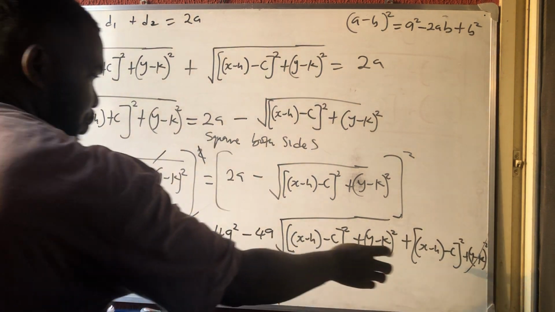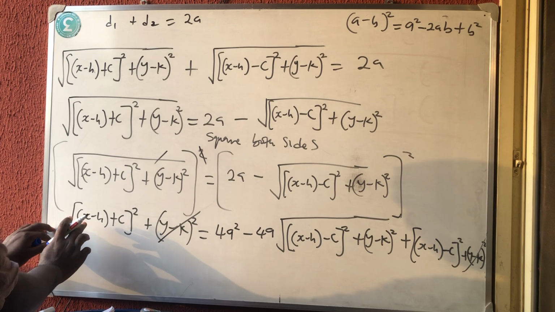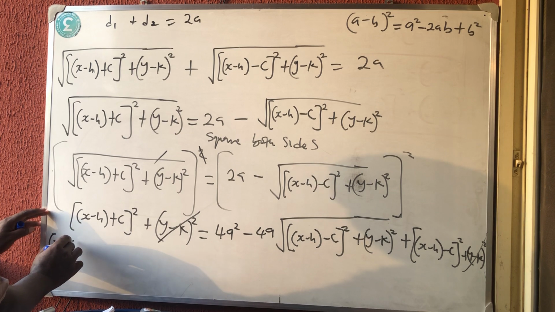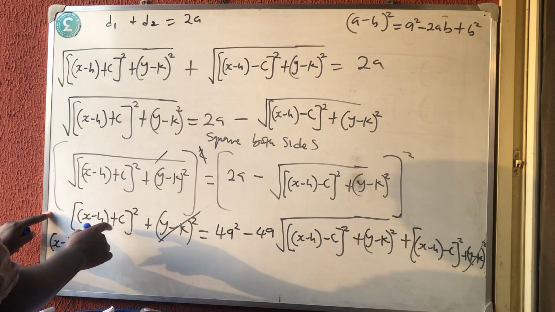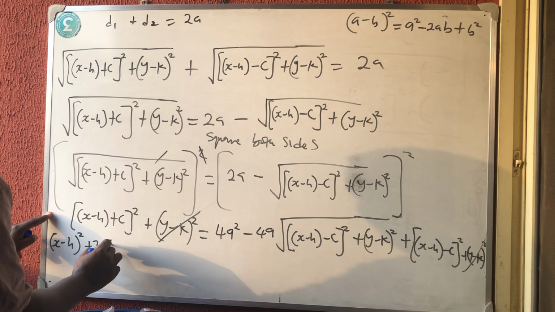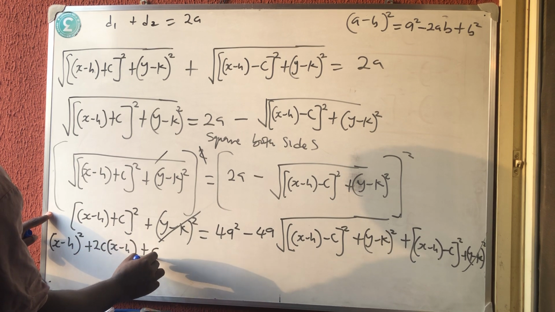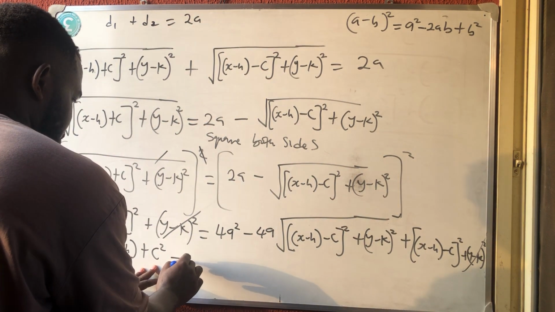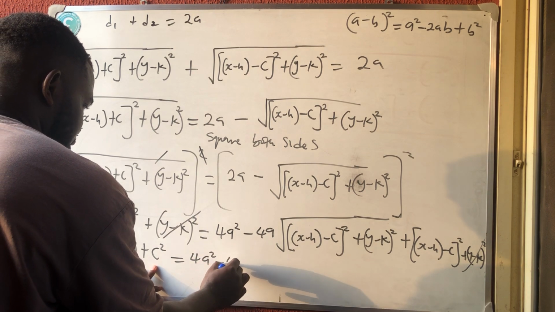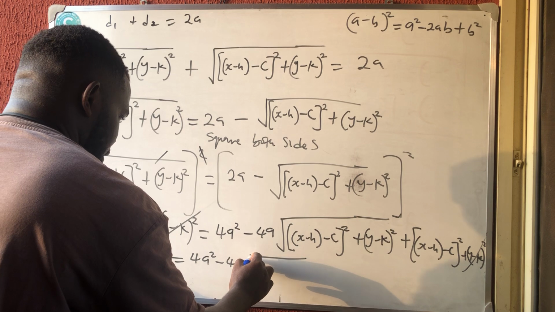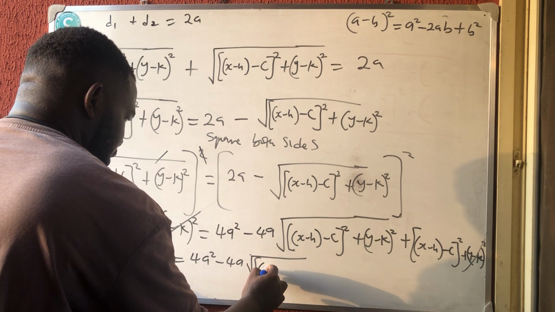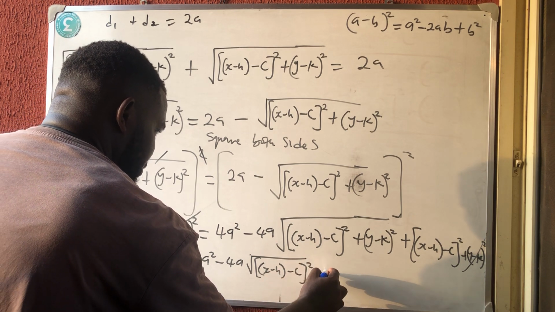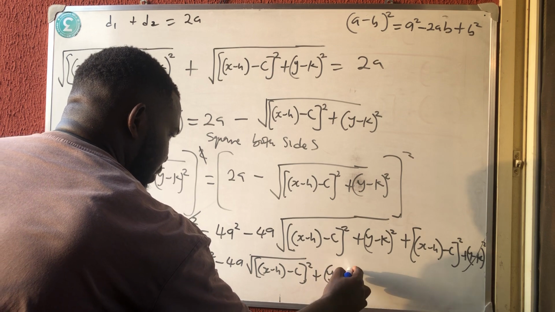Let me open this and open this. Let's see what will cancel out first. Let's open this. If we open this, I'm going to have square the first one again. I'm having x minus h all squared. Use the first one, multiply the second one, double it. I'm going to have plus 2c bracket x minus h plus what? C squared. Okay, I've gotten this one. Okay, is equal to 4a squared minus 4a the square root of x minus h minus c all squared plus y minus k all squared.